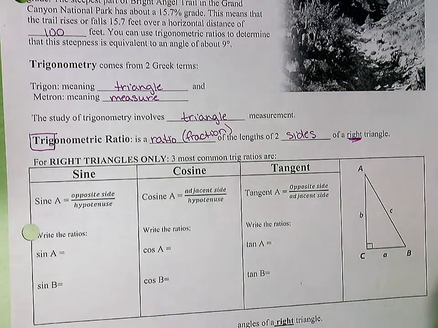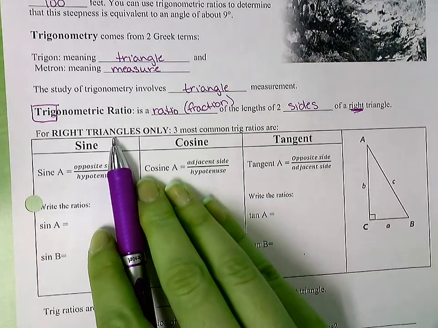Now when you're using trig ratios, it has to be a right triangle. Okay, it cannot be an obtuse triangle or an acute triangle. It has to be a right triangle. So you need to see that 90-degree angle in your triangle. So again in bold here, right triangles only.